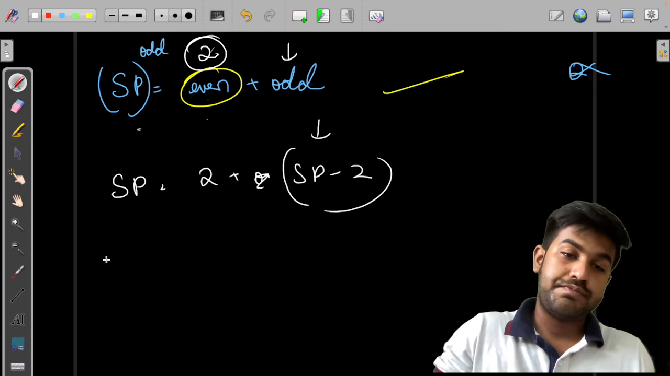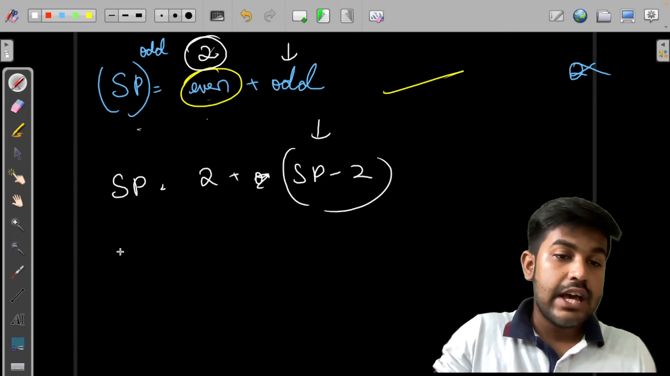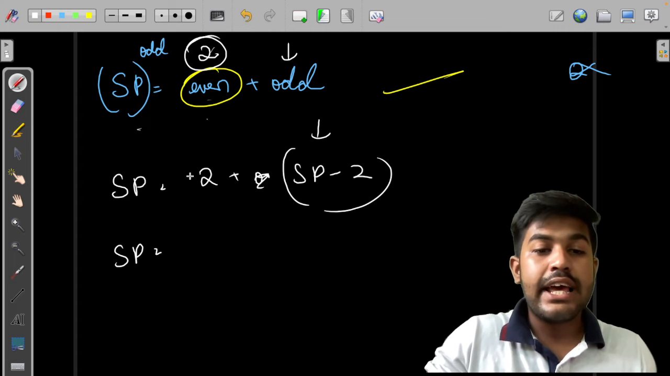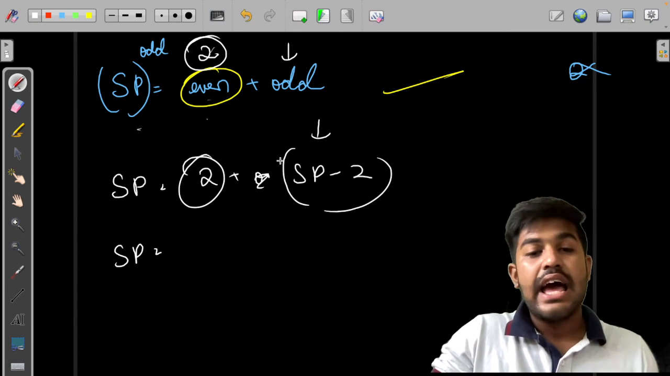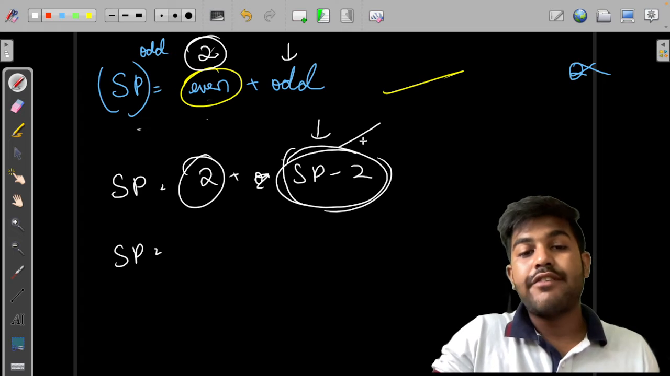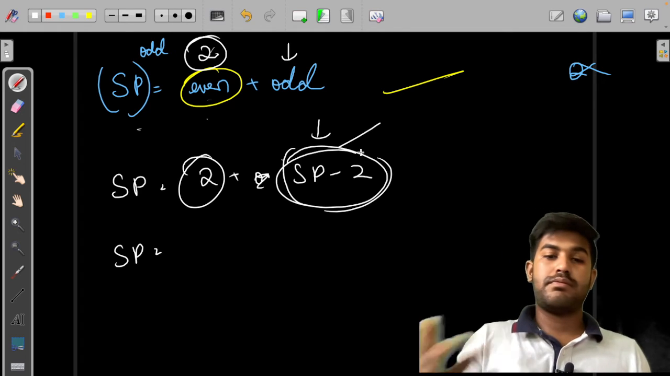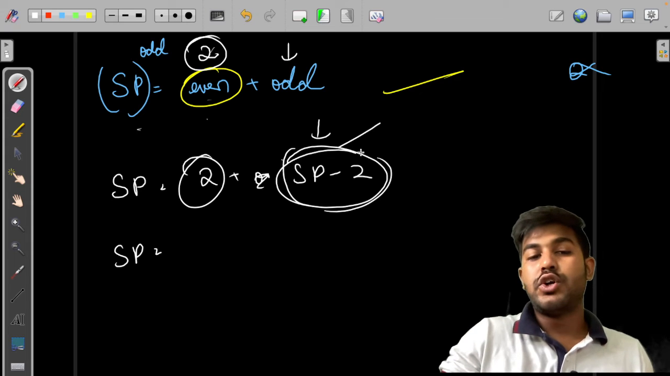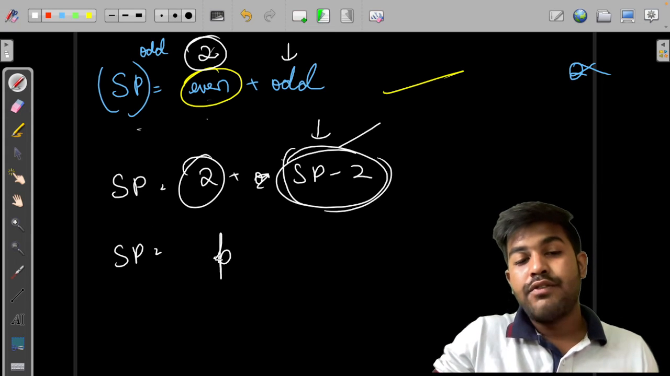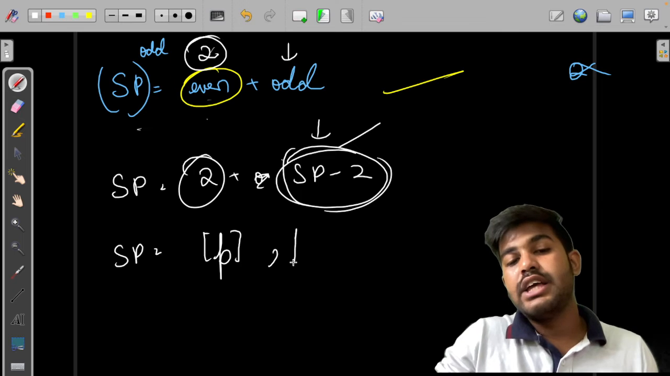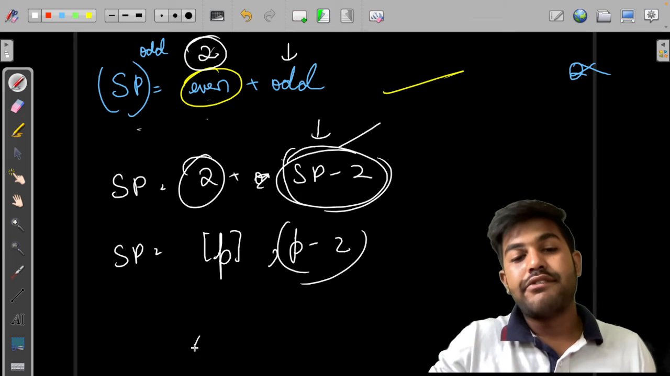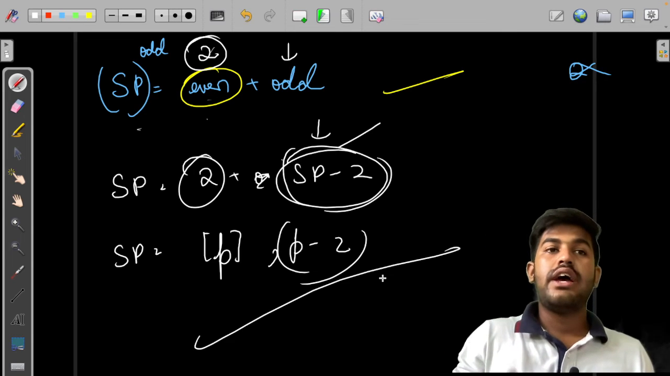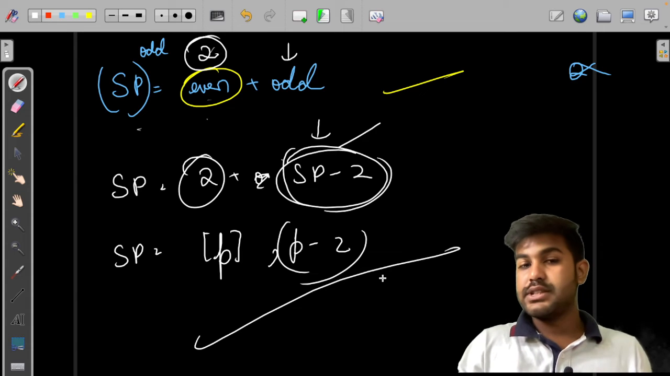So if we have this, we just need to check that 2 is already a prime number, and then we need to check whether the other number is prime or not. This is what needs to be done. So what we would do is, we would first check for this p, and then we would again check for p minus 2. If these two conditions are true, then yes, we have a super prime.